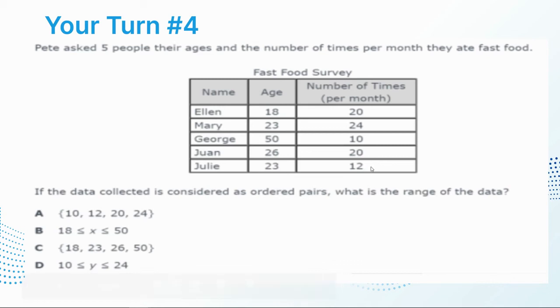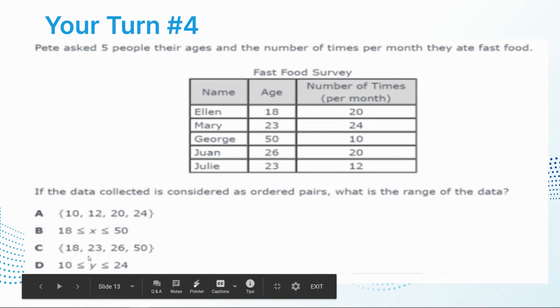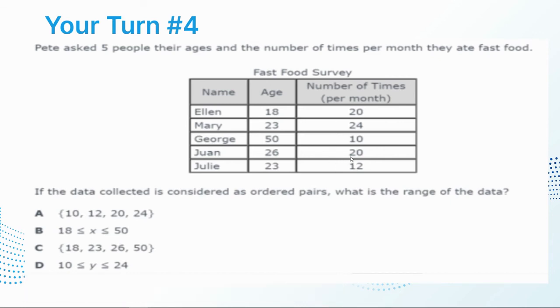Now, it's also important to note these are distinct numbers. They're like dots on a page. There's nothing between them. It didn't say between 10 to 12. It said 10 and then 12. It said distinct numbers. So that takes out the inequalities of B and D immediately. We know that it's not going to be either one of those because this isn't a line. There's no lines here. There's just distinct numbers.